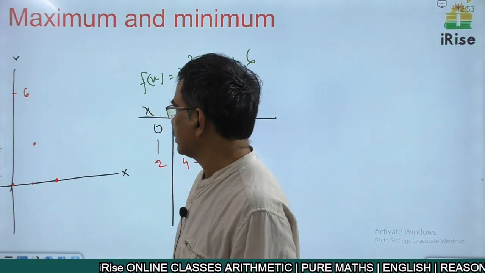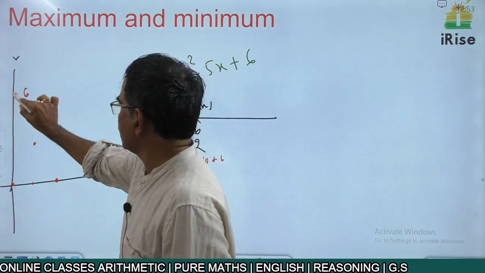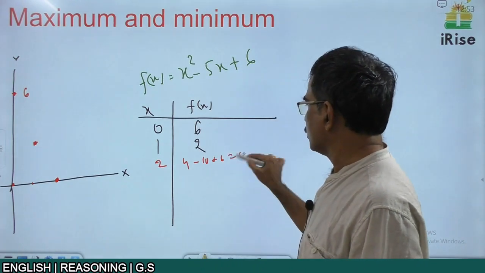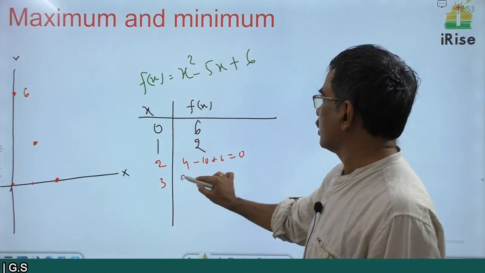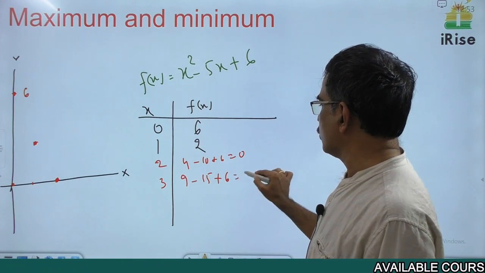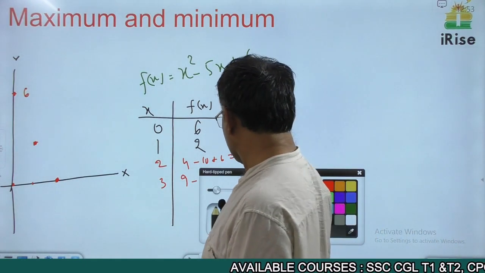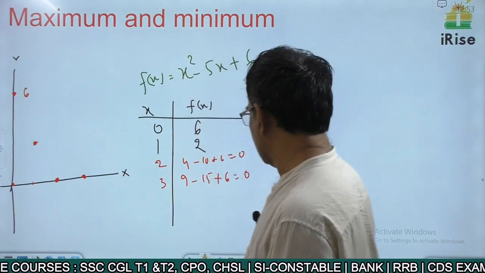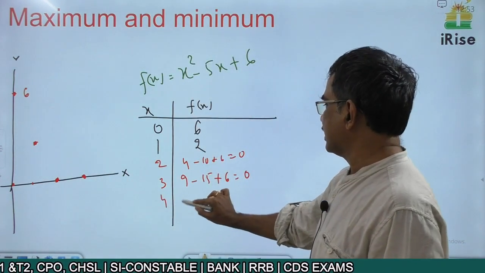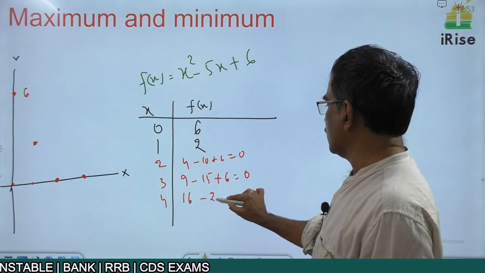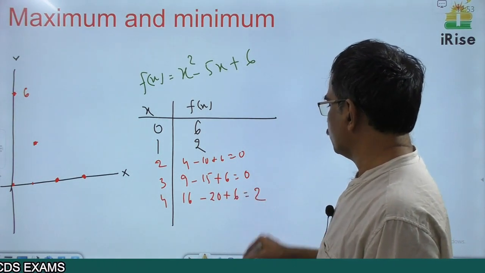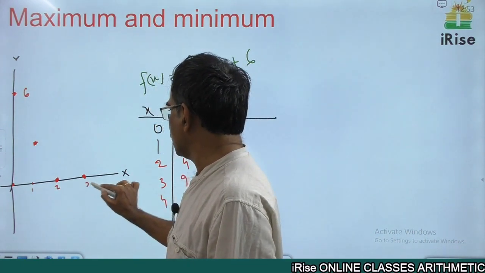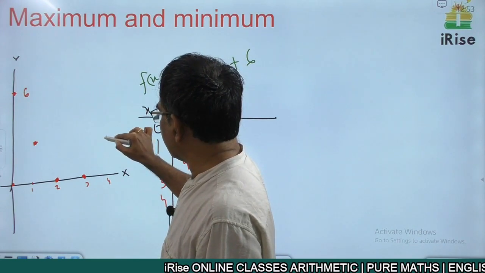This is the point. The first point is this, the second point is this, the third point is this. Put x is equal to 3: 3 square, 9 minus 15 plus 6 is equal to 0. So at x is equal to 3 also, the value is 0. Put x is equal to 4: 16 minus 20 plus 6 is 2. So at x is equal to 4, the value is 2 again.